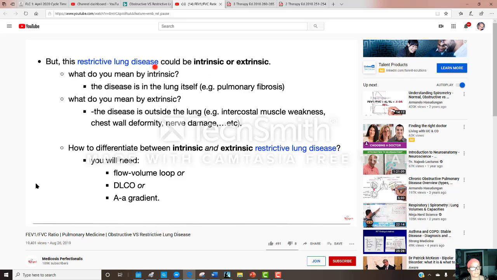We have two types of restrictive lung disease. It could be intrinsic or extrinsic. Intrinsic means the problem is in the lung itself. Extrinsic means it's outside of the lung. Example, thoracic cavity, the thoracic cage. It can also be muscle weakness, chest wall deformity, or nerve damage. How to differentiate between intrinsic and extrinsic restrictive lung disease?